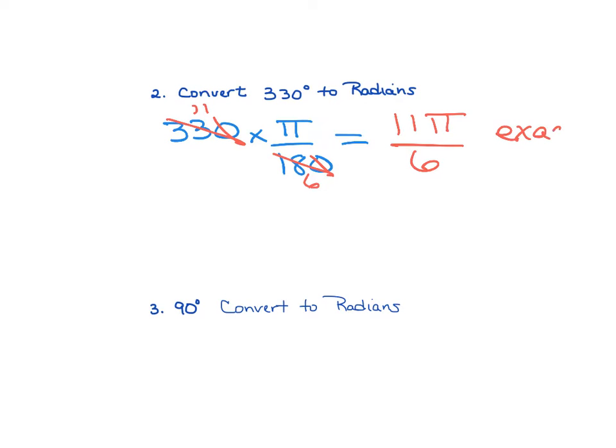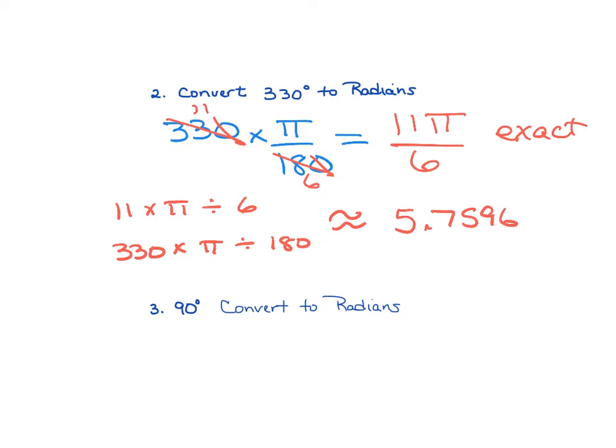Again, this is the exact answer. I'm leaving it in terms of pi. Now, if it asks for an approximation, then I could either take my 11 times pi and then divide it by 6, or just do the original problem, 330 times pi, divide by 180. Both of these should give you approximately 5.7596 radians.